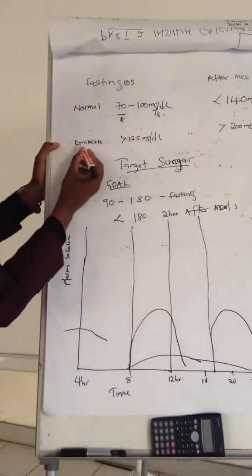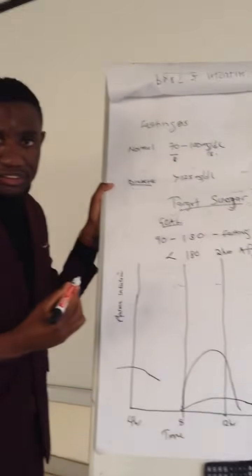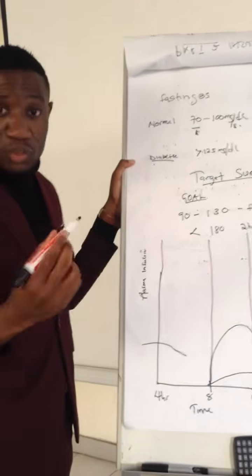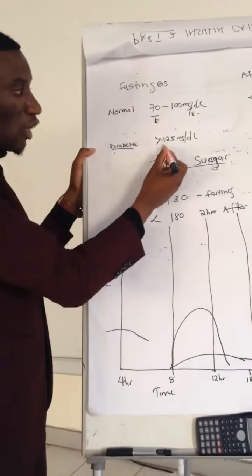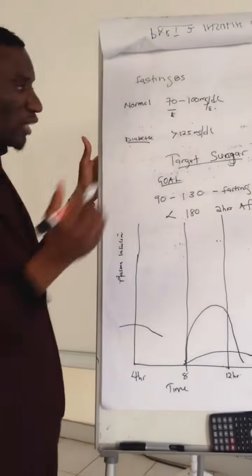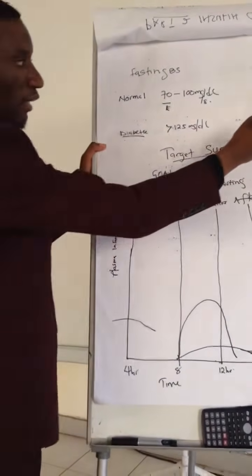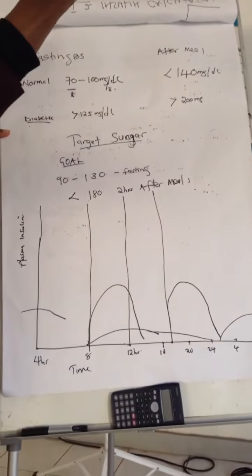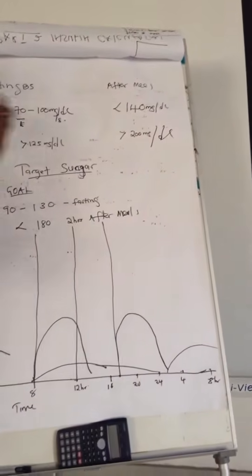Then we come to a patient who is called a diabetic patient with diabetes. What do you see here? The fasting sugar levels in this patient are greater than 125 milligrams per deciliter. So you see, it's just a diabetic patient. Then the after-meal sugar levels are going as far as 200 milligrams per deciliter for this patient who is diabetic. Okay, that's how basically I want you to know that.